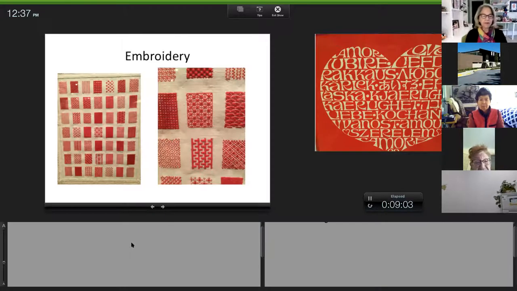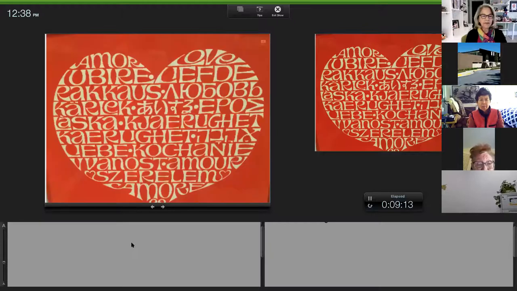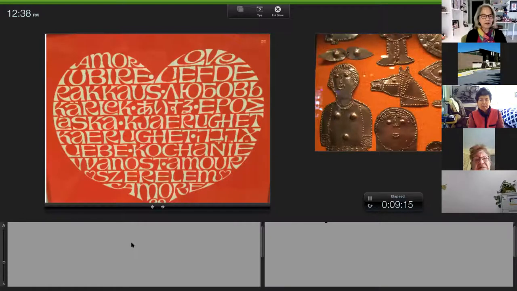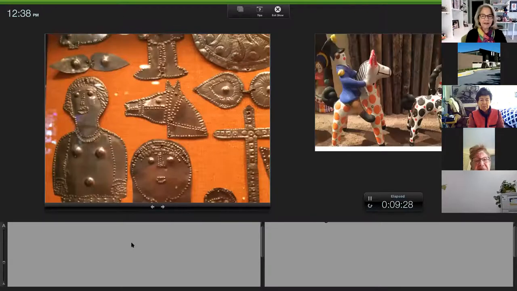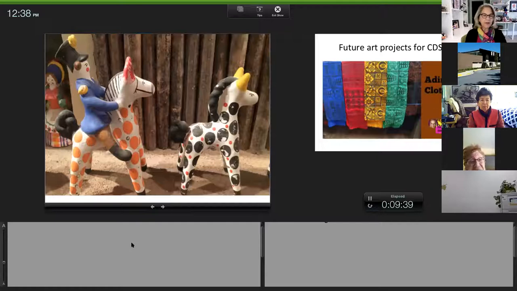Throughout the museum, there was elaborate embroidery. And I love this one because when you get up close, you can see how detailed the different stitches are. This was just a fun piece. It's the word love written in many different languages in the shape of a heart. I thought the typography was quite spectacular and also spoke to my graphic design background. And then the hammered tin art, going back to the Milagros, also was a favorite of mine. And of course, these whimsical ceramic figures.